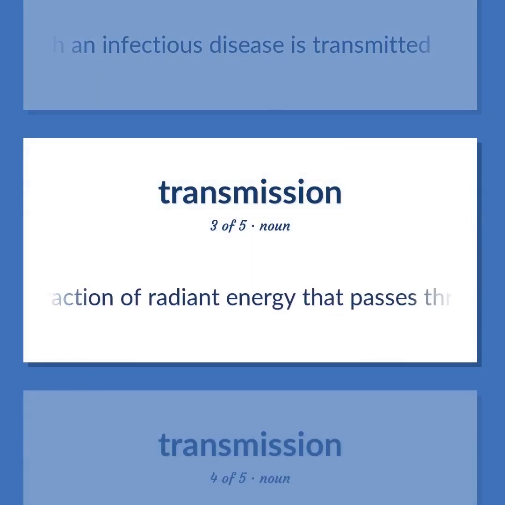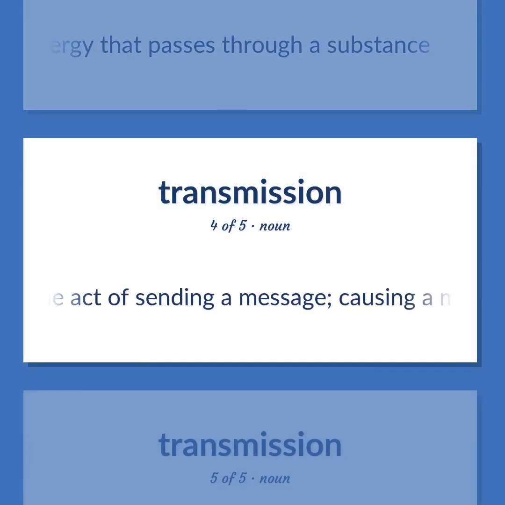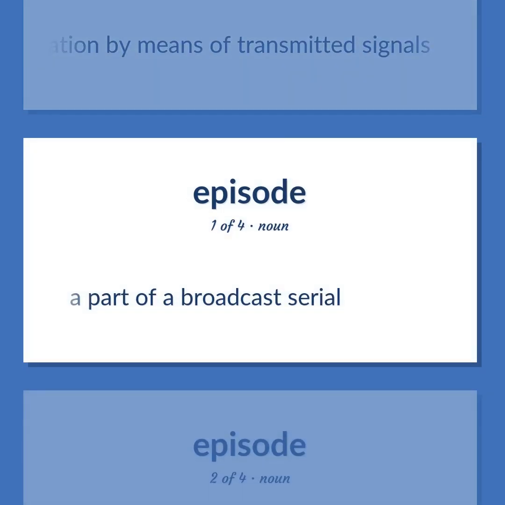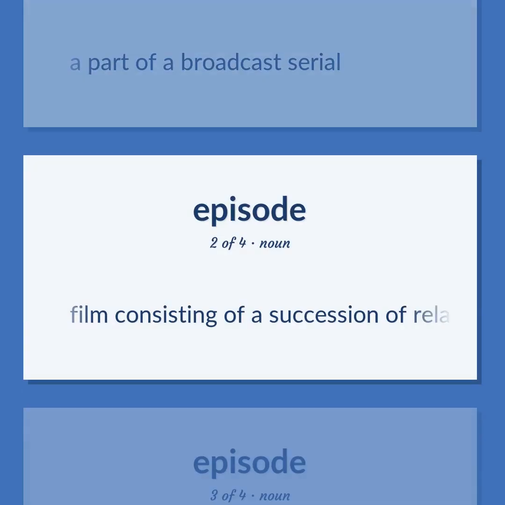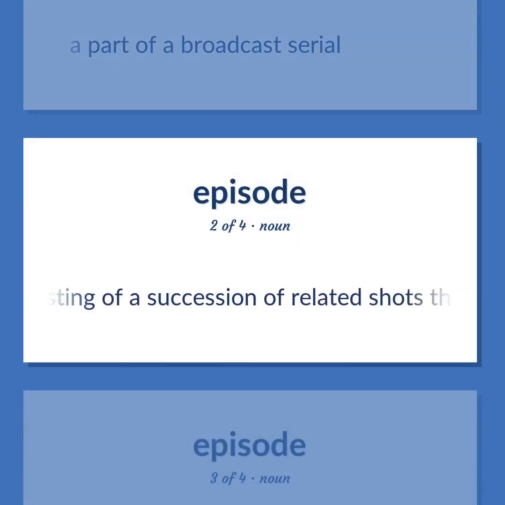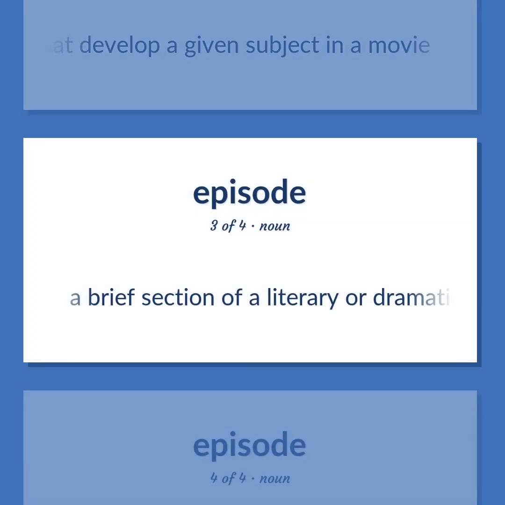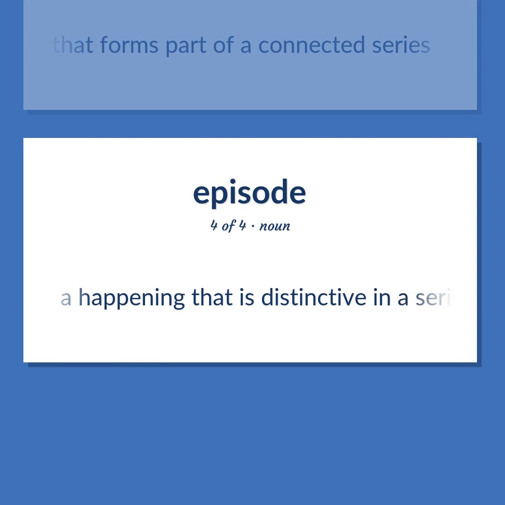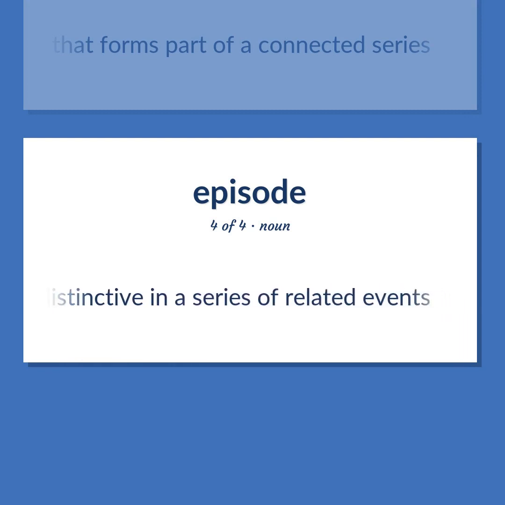The fraction of radiant energy that passes through a substance. The act of sending a message, causing a message to be transmitted. Communication by means of transmitted signals. Episode: a part of a broadcast serial. Film consisting of a succession of related shots that develop a given subject in a movie. A brief section of a literary or dramatic work that forms part of a connected series. A happening that is distinctive in a series of related events.